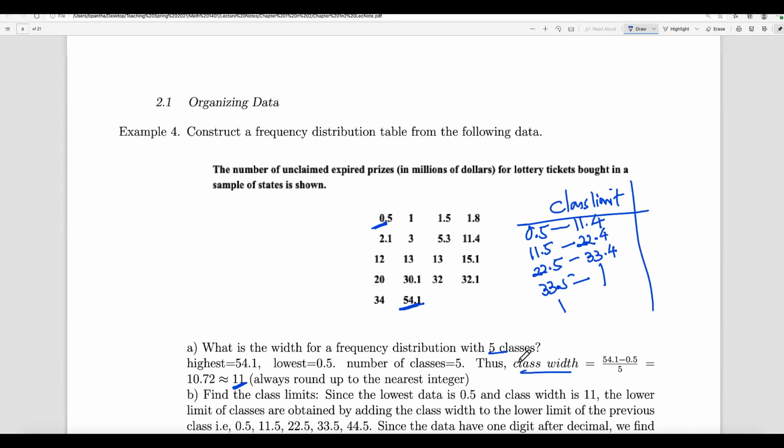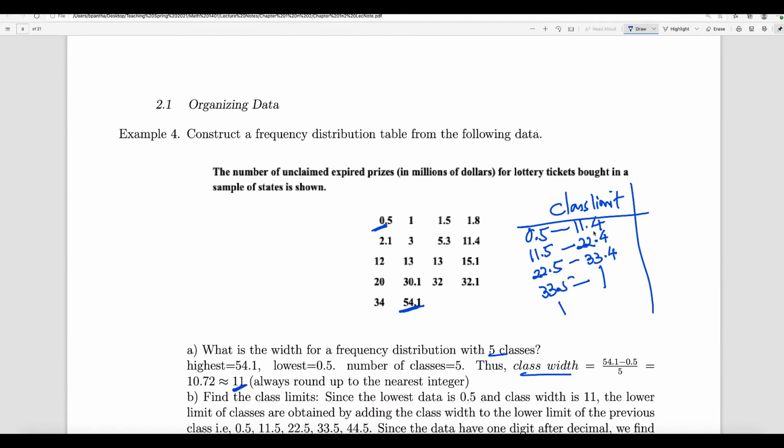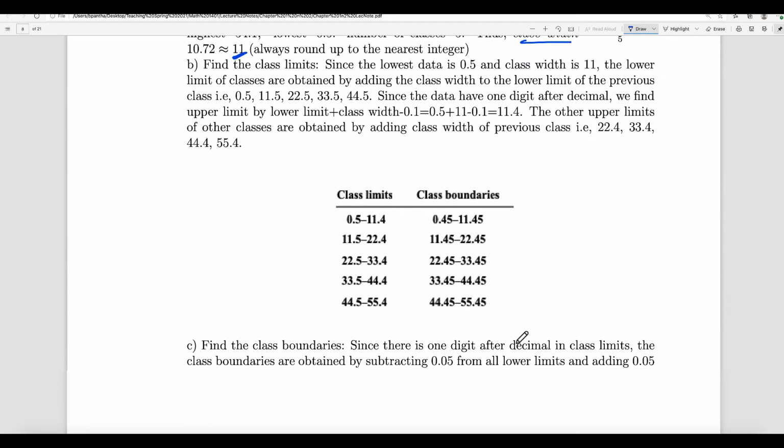And how do I find out the class boundary? Okay. So the class boundary is, if the class limits do not have decimals, you add 0.5 to the bigger number and subtract 0.5 from the lower limit. Now to find out the class boundaries, since there is 1 decimal place, what we do is subtract 0.05 from the lower limit and add 0.05 to the upper limit. So if you subtract 0.05 from 0.5, you will get 0.45. This will be 11.45. That's what you get when you add to the upper limit. Similarly, subtract from lower, add to the upper. That will be 11.45 through 22.45 and continue that way. Okay, that's what you do. So this is what you get for the class boundary.